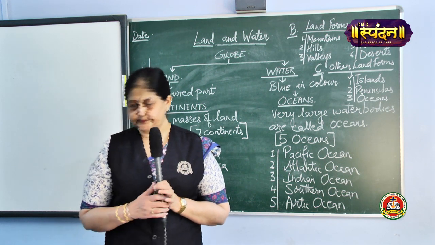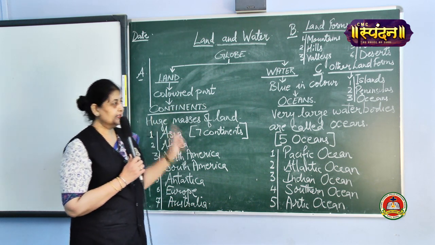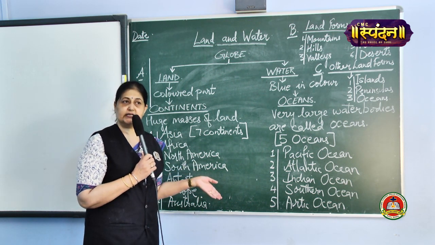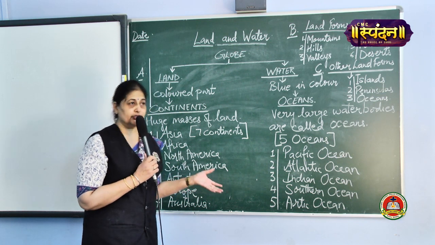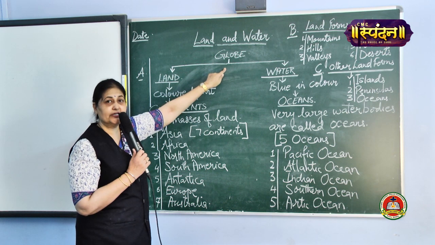All right? Now once again look at the blackboard. I'll explain you once again on the board, and please copy this flow chart because it will be very easy to learn and it summarizes the whole lesson. All right, children? Land and water. You can see on a globe.